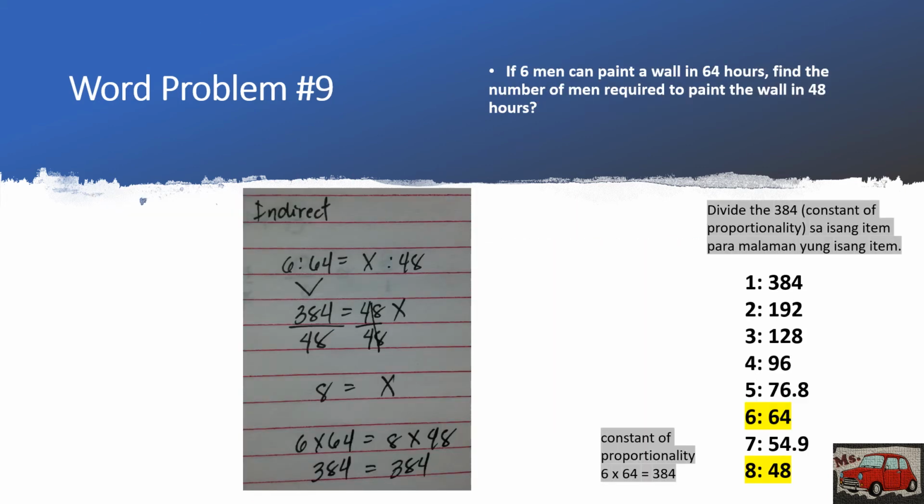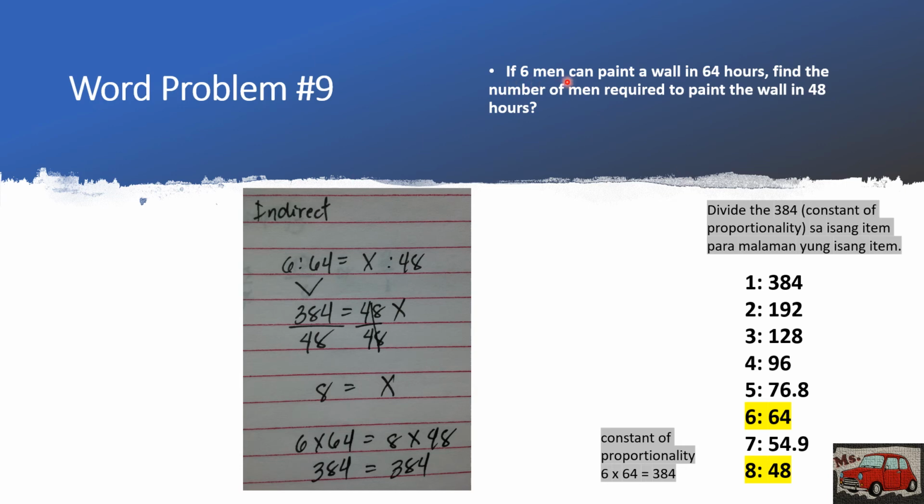If 6 men can paint a wall in 64 hours, find the number of men required to paint the wall in 48 hours. Okay, so we want to find how many men are needed to paint the wall in 48 hours if 6 men paint the wall in 64 hours. Okay? So, this kind of proportion is indirect proportion. Why? Because we're talking about the number of men and the time it takes them to paint. The more people working, the fewer the hours needed, because it's faster. Okay? So, let's do the multiplication.